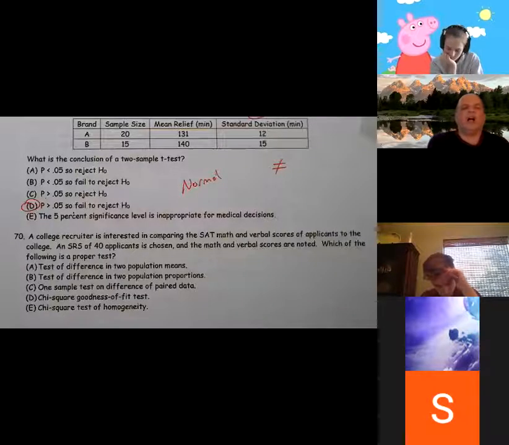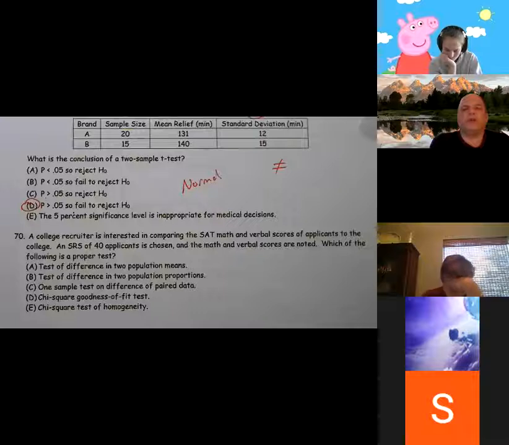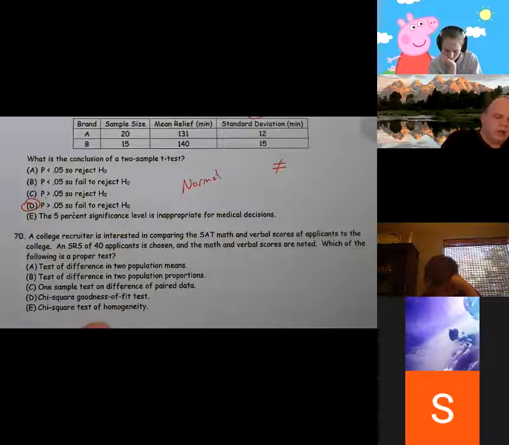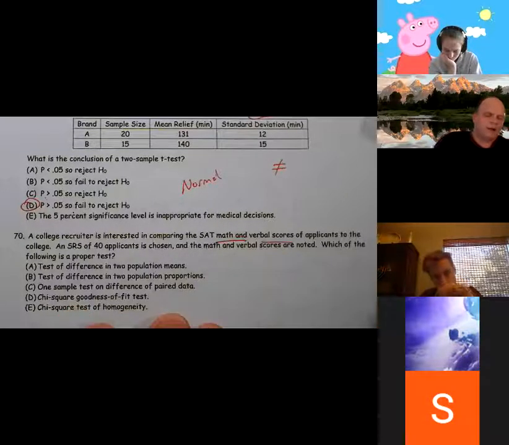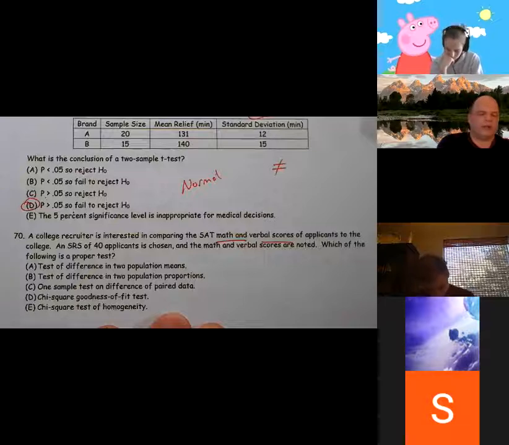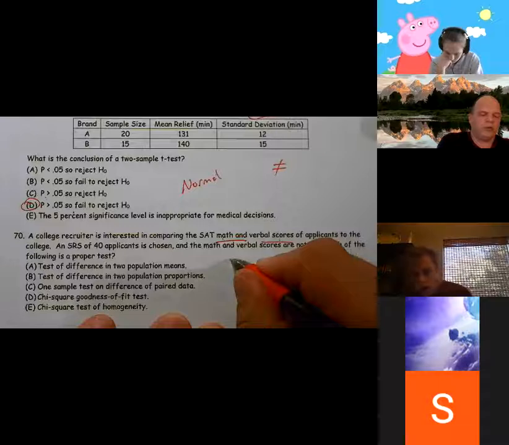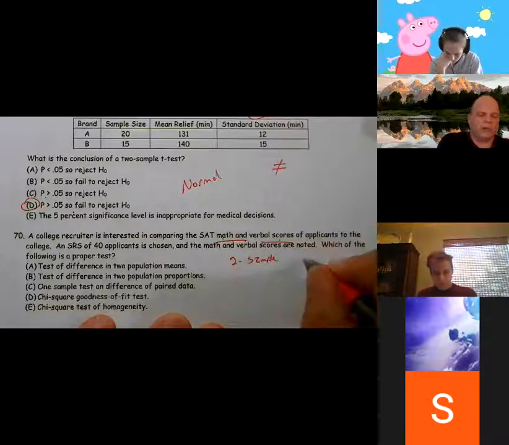All right, number 70. A college recruiter is interested in comparing the SAT math and verbal scores of applicants to the college. A simple random sample of 40 applicants is chosen and the math and verbal scores are noted. Which of the following is a proper test? Well, in this case, we can be looking at one of two things. We're looking at two different things, a math score and a verbal score. So we're going to be either looking at a two sample or a paired.